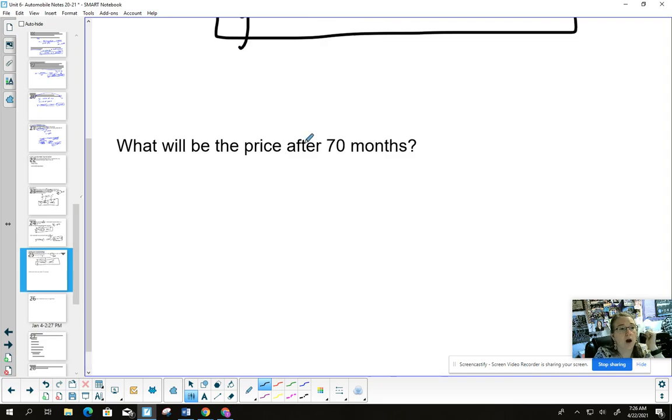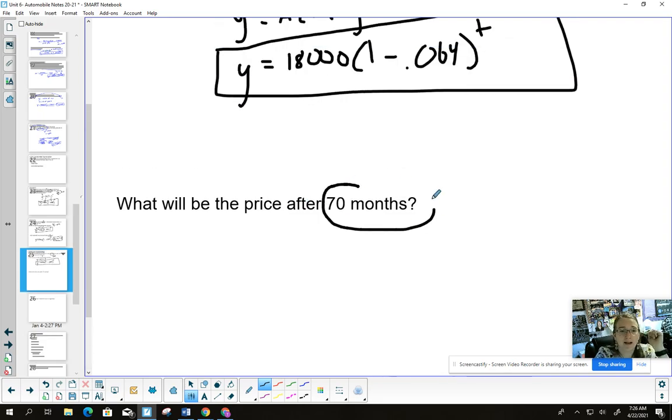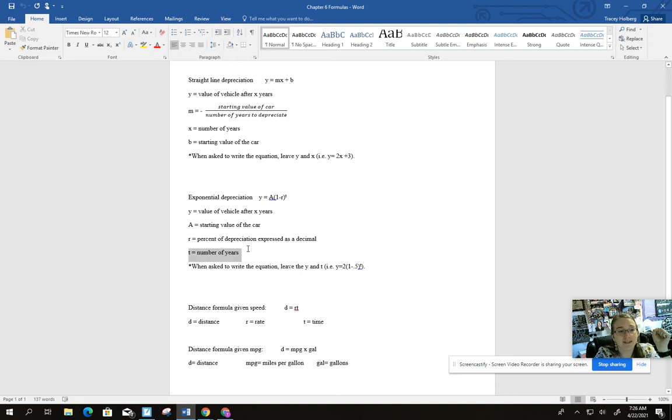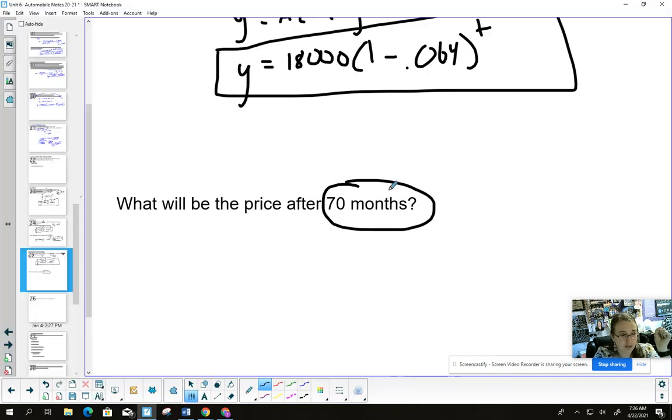Now for this next one, again, we are going to be plugging in, but keep in mind that the t we need is always number of years. So take a moment, figure out 70 months. How could we determine how many years that is? What should we do? Well, 70 divided by 12 will tell us how many years that is. It's probably going to be a decimal. Let's see. Yeah, so 5.83 we'll say, years.